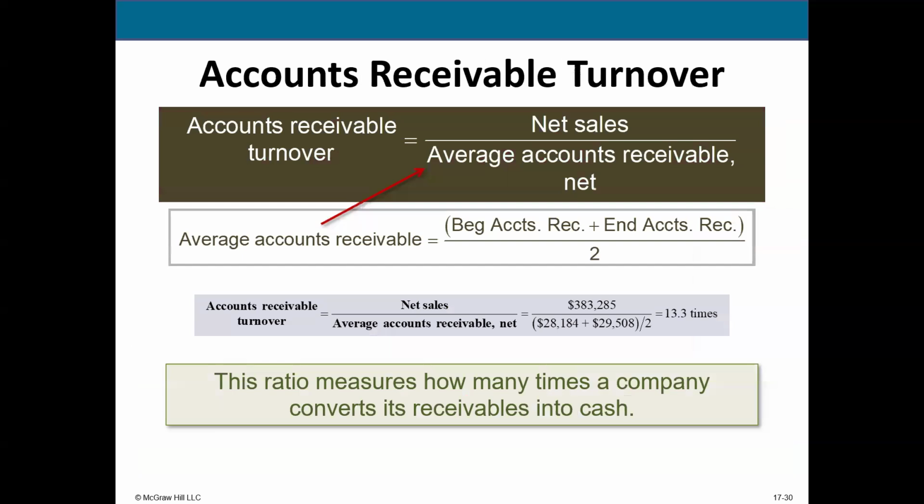Next up, we have the accounts receivable turnover ratio. This tells us how frequently the company is converting their accounts receivable into cash, right? How quickly I'm collecting cash from my customers. That's what it tells us.